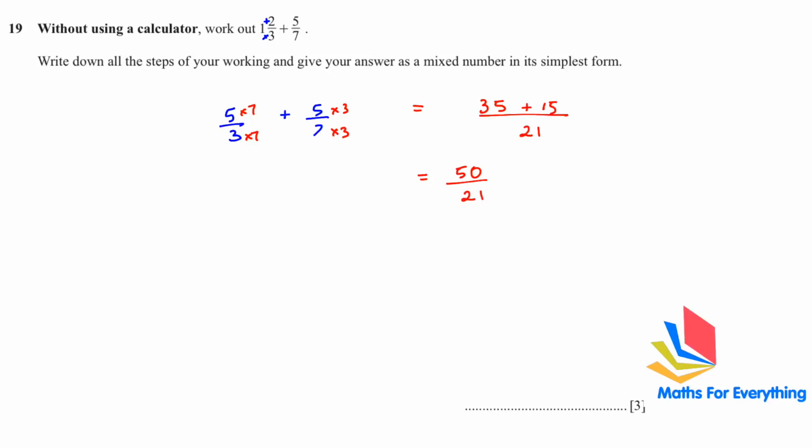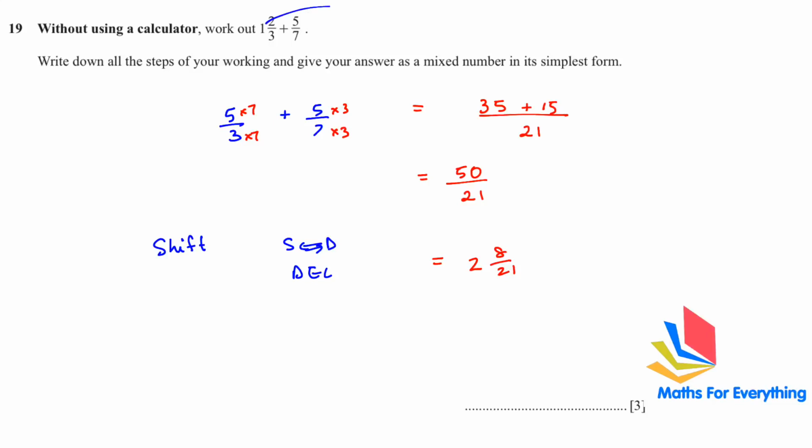Now to change it into a mixed fraction, you either need to know how to divide 50 by 21 or you can use the calculator. We already have the answer. Now in your calculator, press the shift button and then press SD. That's the button above the delete button. And you will get the answer 2 and 8 over 21.